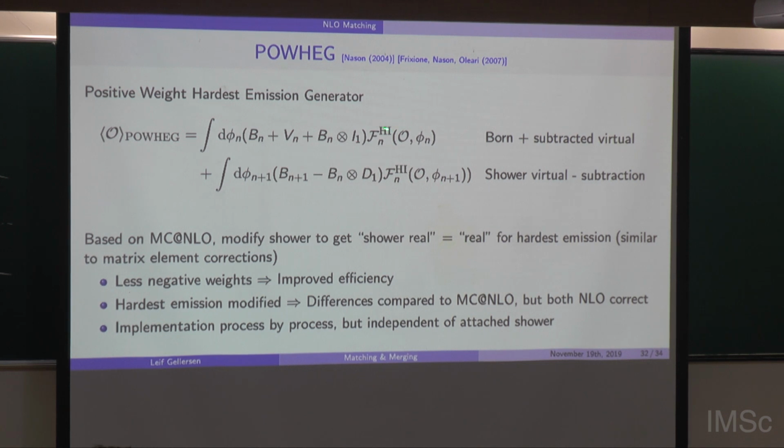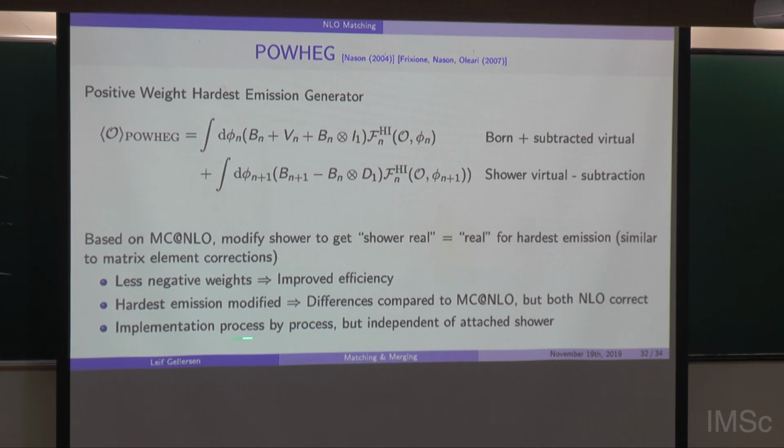So this is what I mean by HI, the hardest improved shower. For the first emission, you generate the correct real emission pattern instead of the shower real. So you get fewer negative weights, that is an improved efficiency, but the hardest emission is modified. So the description that you get is still NLO correct, but it will be different from the one that you had in aMC@NLO.